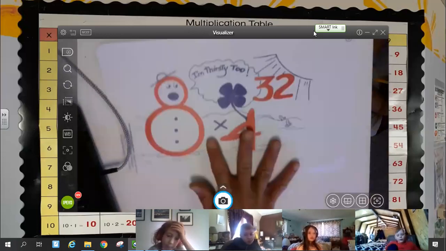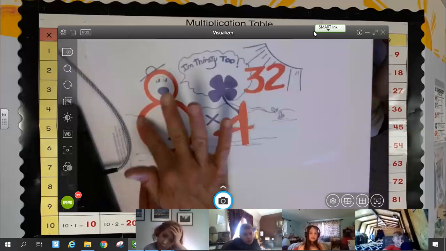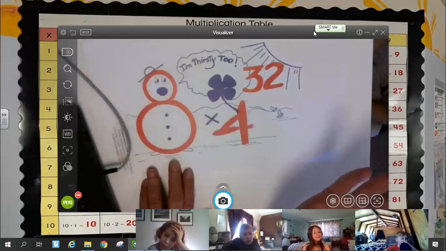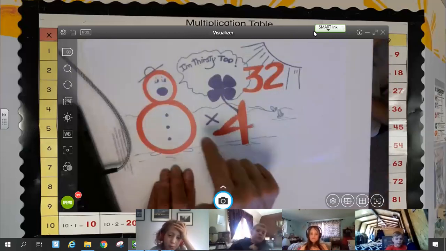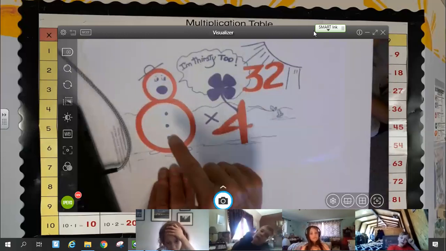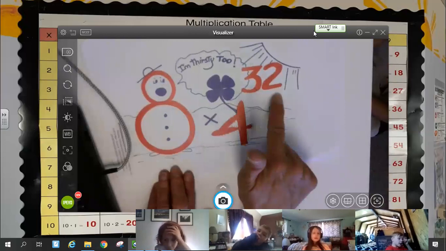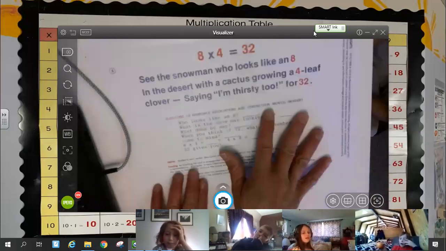Another snowman that looks like the number 8. And here's another 4-leaf clover attached to this cactus. I'm not sure that really happens, but he says, I'm thirsty too. 8 times 4 is 32. Thirsty too. 8 times 4 equals 32.